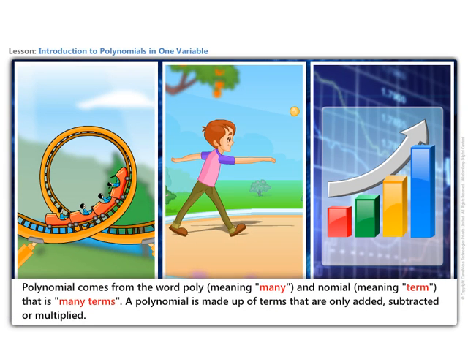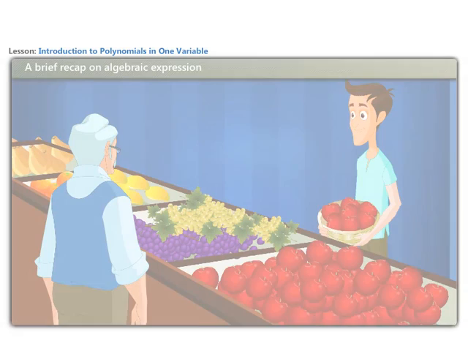Polynomial comes from the word poly, meaning many, and nomial, meaning term. That is, many terms. A polynomial is made up of terms that are only added, subtracted, or multiplied.